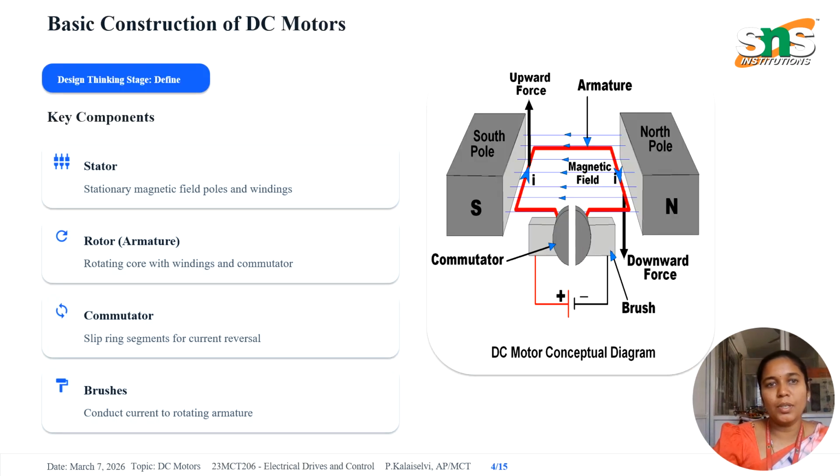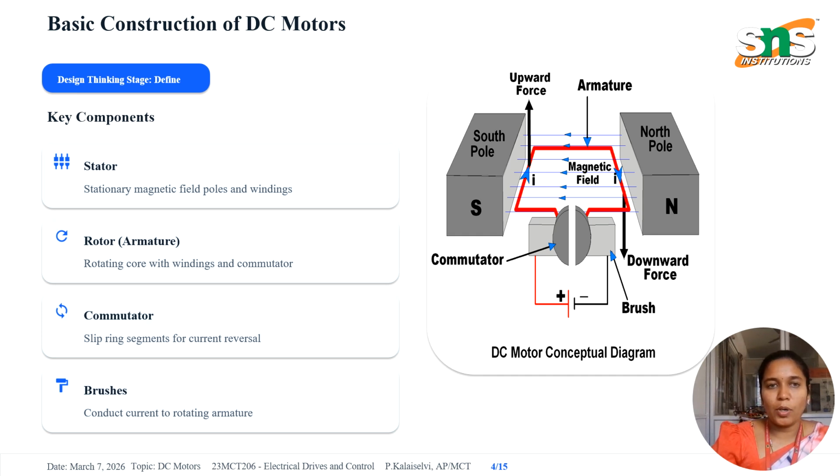Now let us understand the construction of DC motors. A DC motor mainly consists of 4 important parts. The first one is the stator. The stator is the stationary part of the motor which produces the magnetic field required for operation. The second one is the rotor or armature. The rotor is the rotating part of the motor which contains the armature winding where current flows.